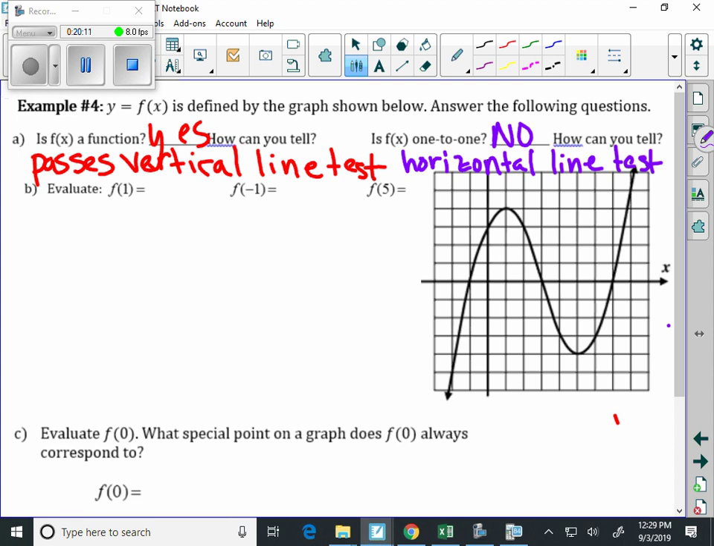But let's figure out some values when we know the inputs here. It's evaluate f of 1. Well, we find where x equals 1 on this graph. And we want to find the output, which is where that blue dot is, at 1, 2, 3, 4.